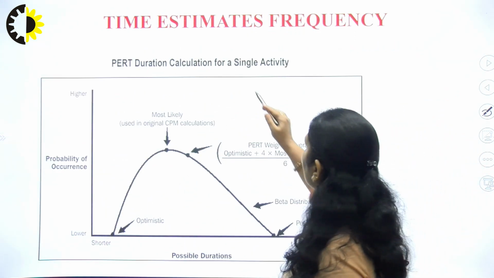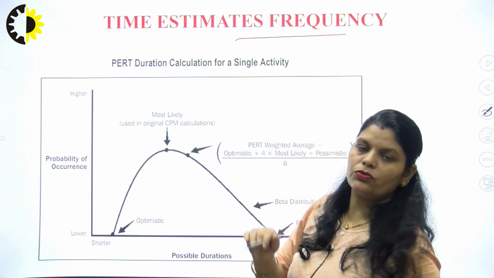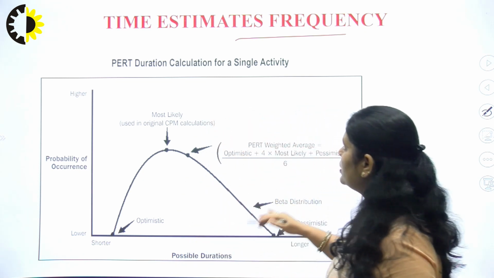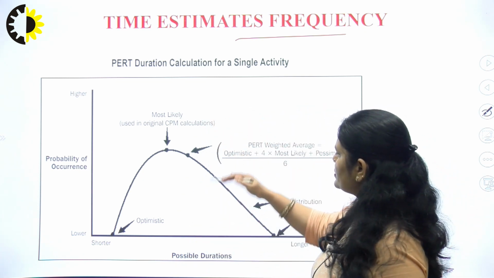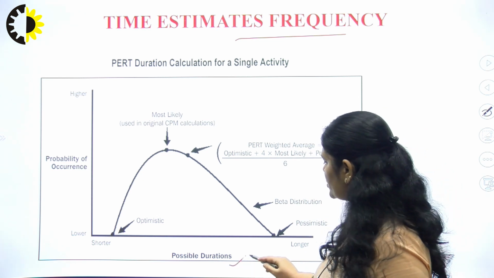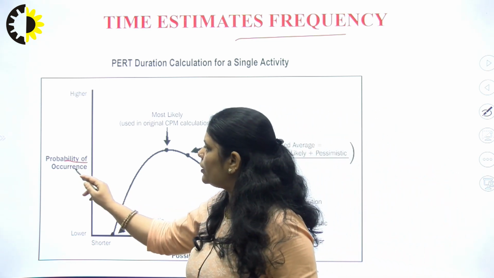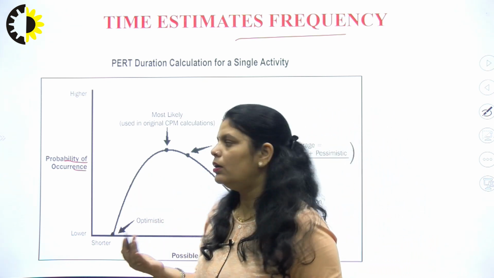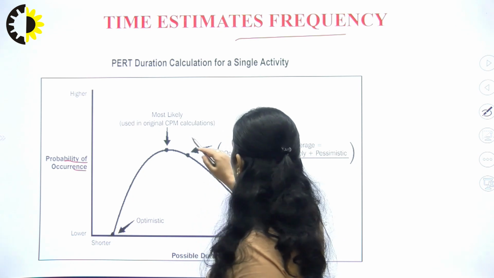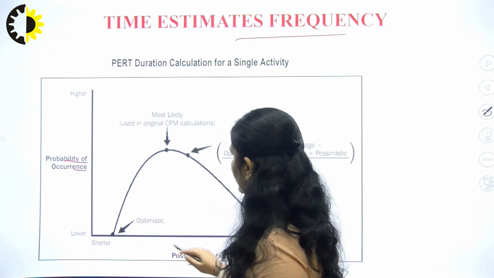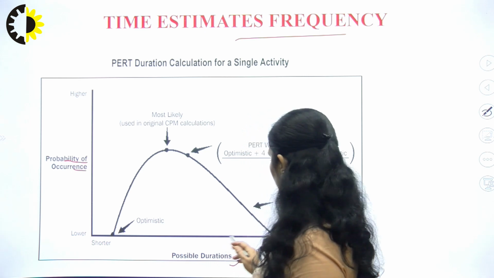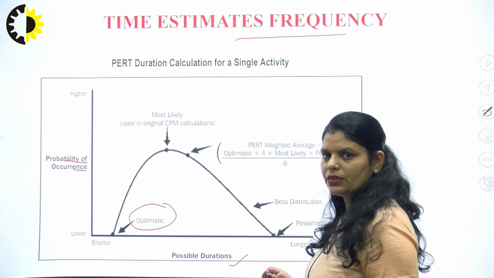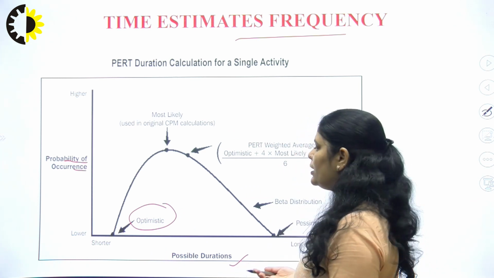Now we have the time estimate frequency. What is the frequency of these time estimates? Here we can see a graph between the possible durations and the probability of occurrence. What is the probability of a time estimate occurring? Here we have taken the duration, and here is the probability. We can see it showing the optimistic time, which is the minimum time an activity can take.